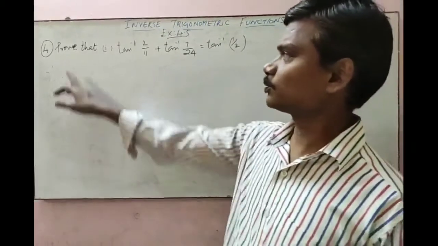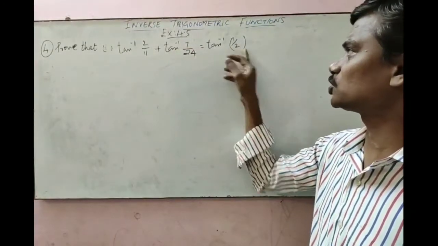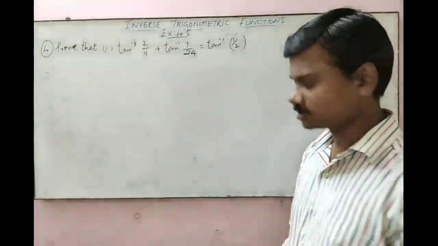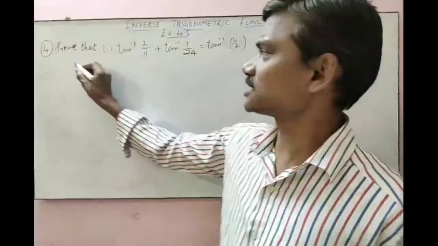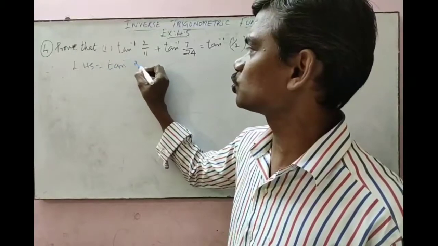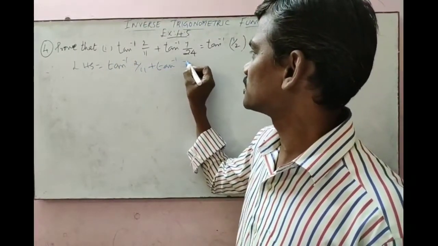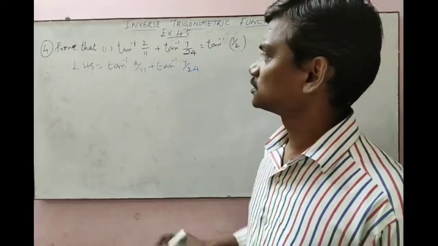Next, in the fourth sum, prove that tan inverse of 2 by 11 plus tan inverse of 7 by 24 is equal to tan inverse of 1 by 2. Now we are going to take the LHS. What is the LHS? The left hand side has tan inverse of 2 by 11 plus tan inverse of 7 by 24.